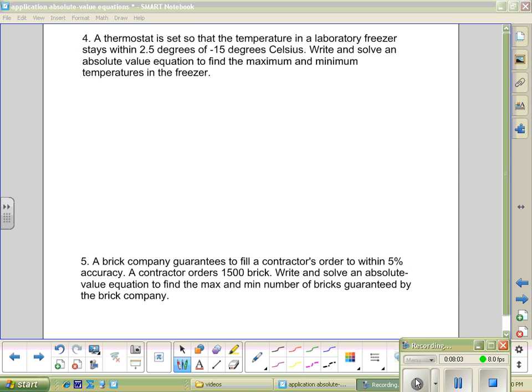So if we look at number 4, it states a thermostat is set so the temperature in a laboratory freezer stays within 2.5 degrees of negative 15 degrees Celsius. Write and solve an absolute value equation to find the maximum and minimum temperatures that are in the freezer.